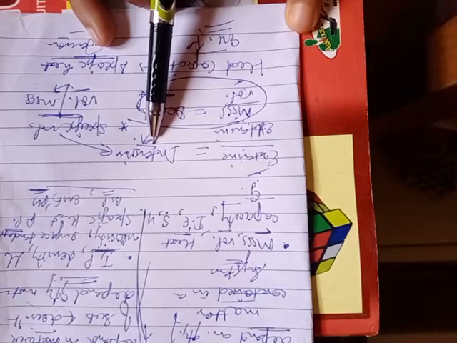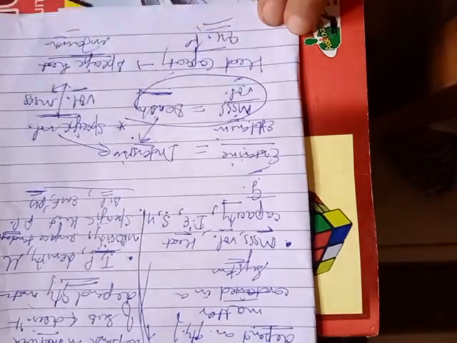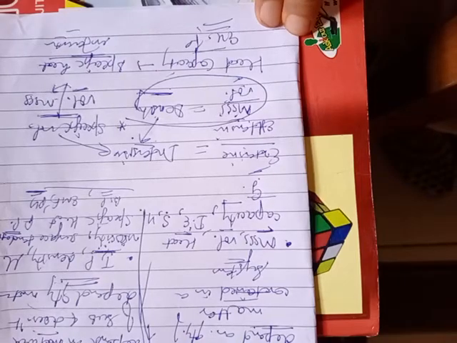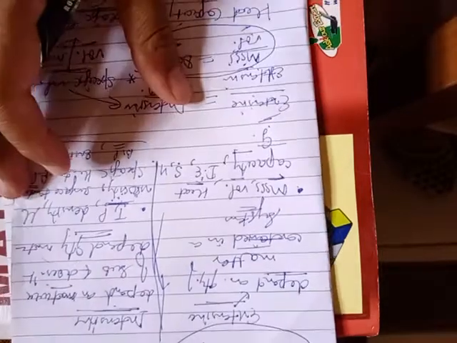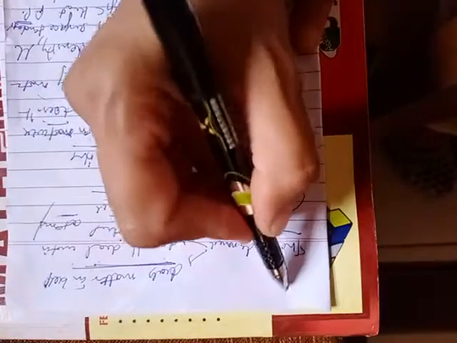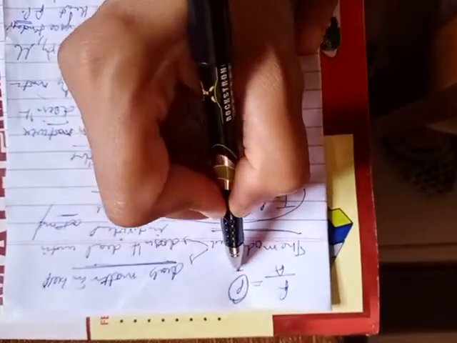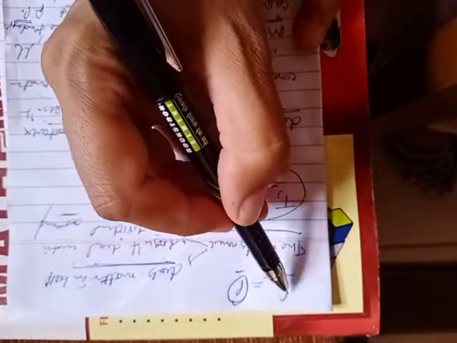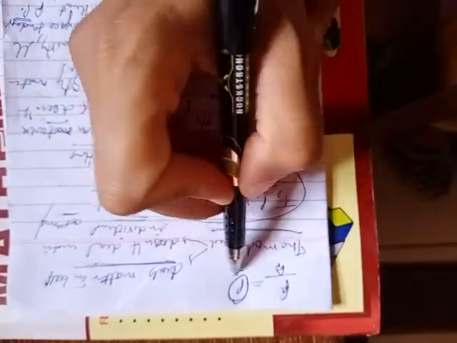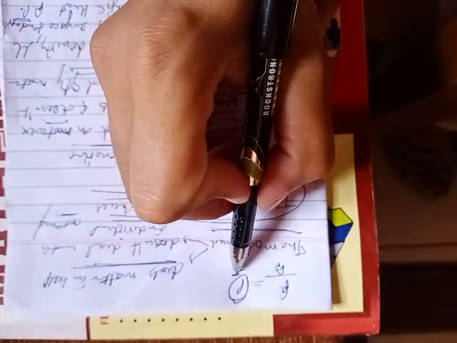Clear? Next is force. Force is also an extensive property, and force per unit area is equal to pressure. Now this pressure is an intensive property because force is extensive and the ratio of extensive properties is always an intensive property. Clear?